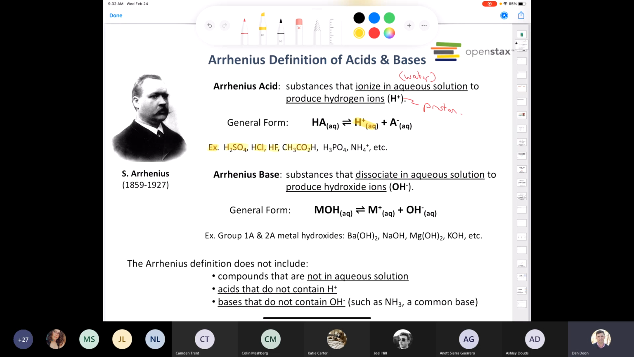This is acetic acid here, which is the main acid found in vinegar. Acetic acid, phosphoric acid, and the ammonium ion. And again, these are examples. This is certainly not an exhaustive list.